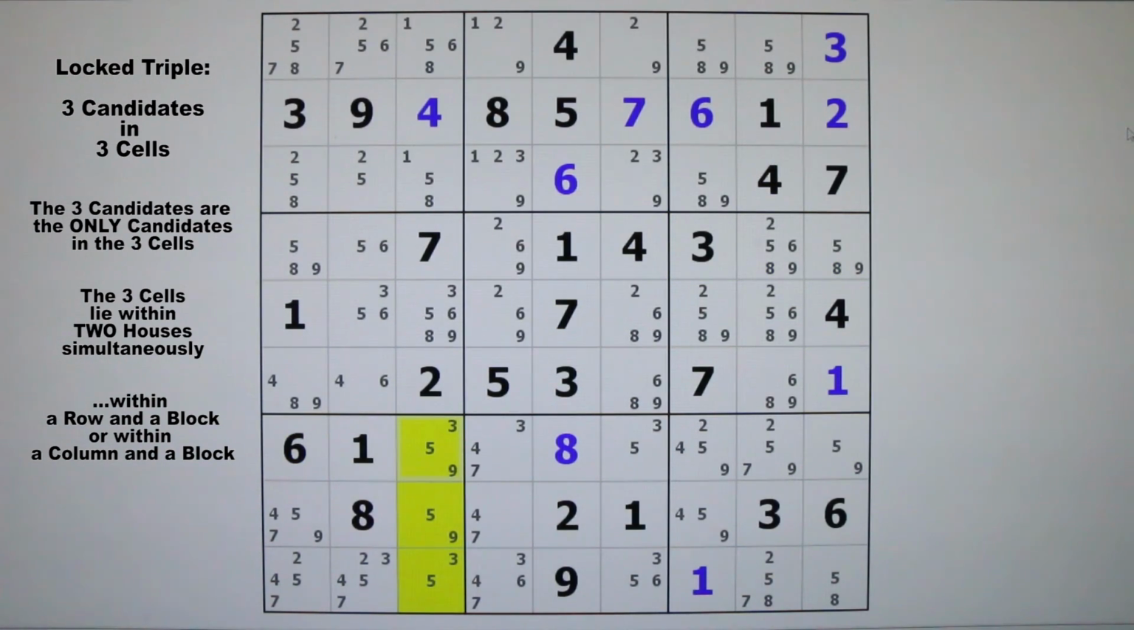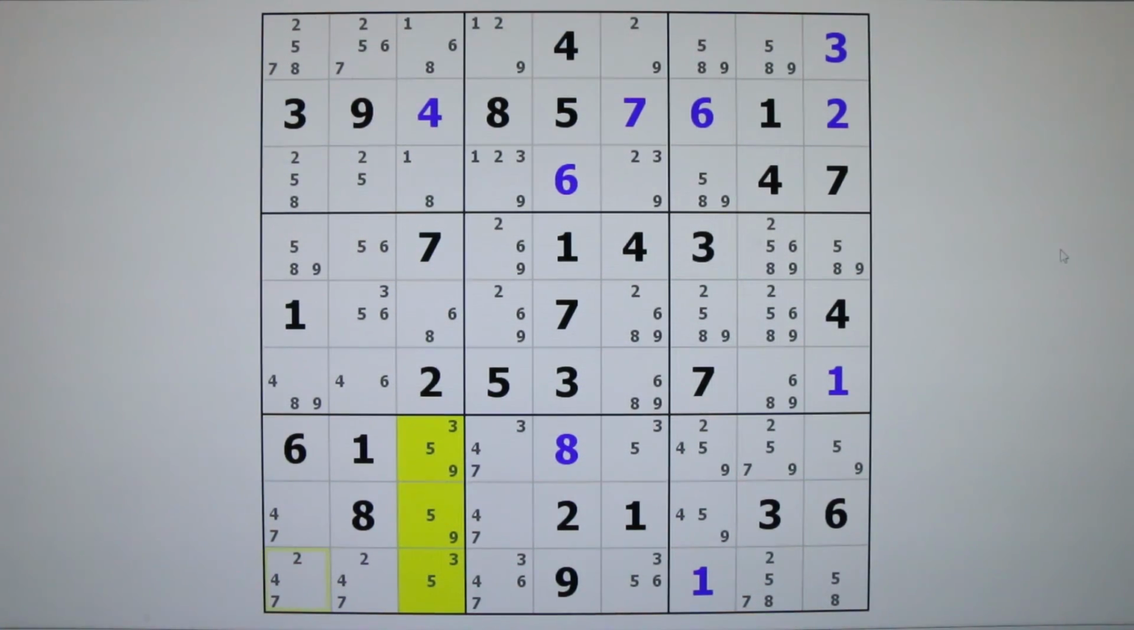Okay, here we have a 5, 3, 9 that's in column 3 and block 7. So let's do the column first. 5, 9, 3. So there's 5, 5, 5, 3, 9. And in the block, we can eliminate 5, 3, 5, 9, and 5. Okay, that's it for today. So let's go back outside and finish up.